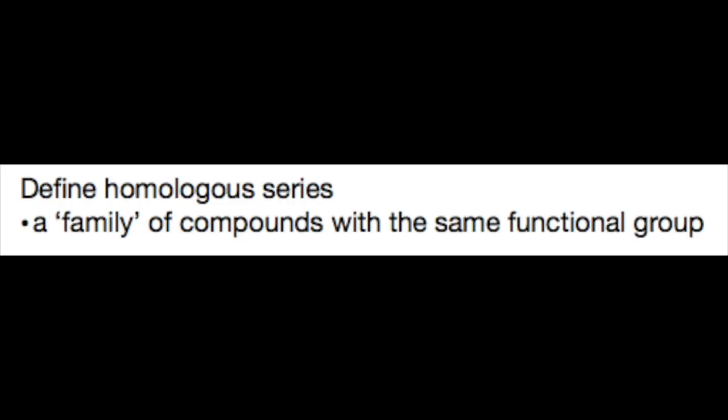Getting more technical again, so what is a homologous series? Remember, it's a family of compounds with the same functional group. So something like the alkenes, they all have a C double bond C. The alcohols will all have an OH group.